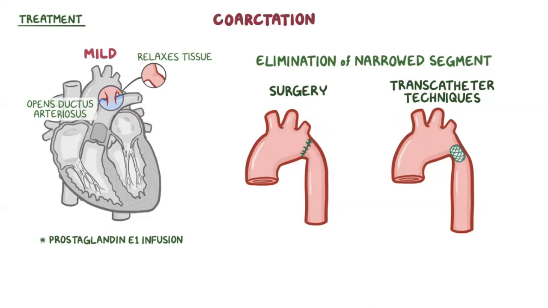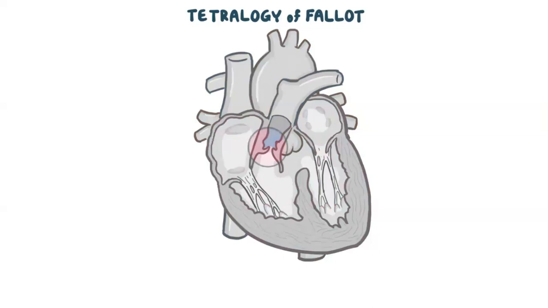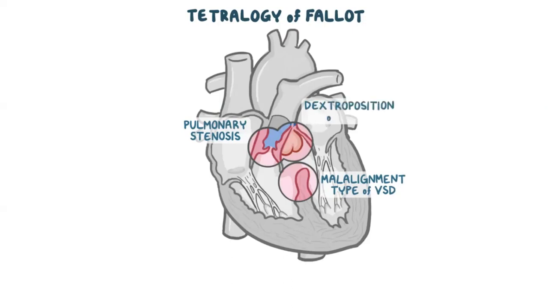So now, let's discuss cyanotic heart defects. First, tetralogy of Fallot has 4 components: pulmonary stenosis, a malalignment type of ventricular septal defect, dextroposition of the aorta so that it overrides the ventricular septum, and right ventricular hypertrophy.